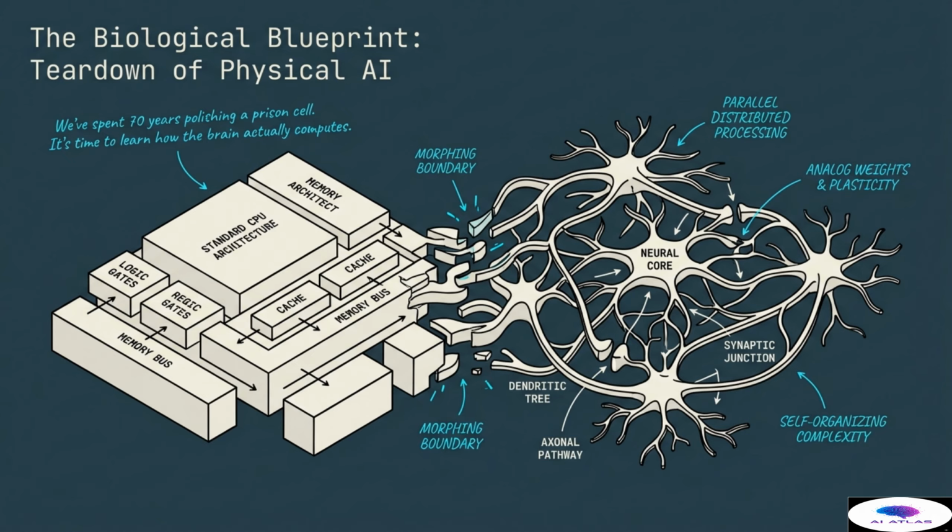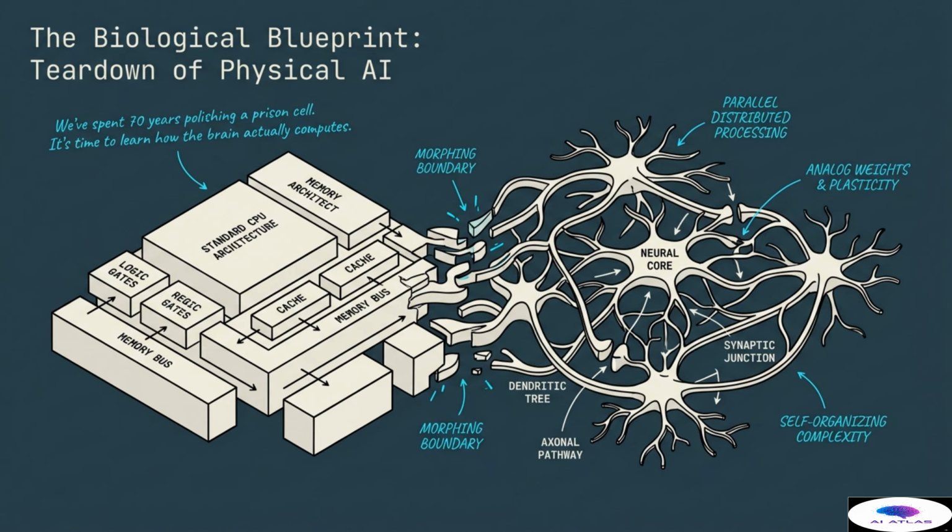Now, let's dive into the topic of the biological blueprint. In this page, we will cover the fundamental breakdown of how we currently design computers versus how the human brain actually computes. For 70 years, we have been polishing what some call a prison cell of rigid architecture. We are looking at standard CPU layouts with logic gates and memory buses that feel increasingly outdated in the face of complex intelligence requirements. On the right, we see the future, a neural core built on a morphing boundary.